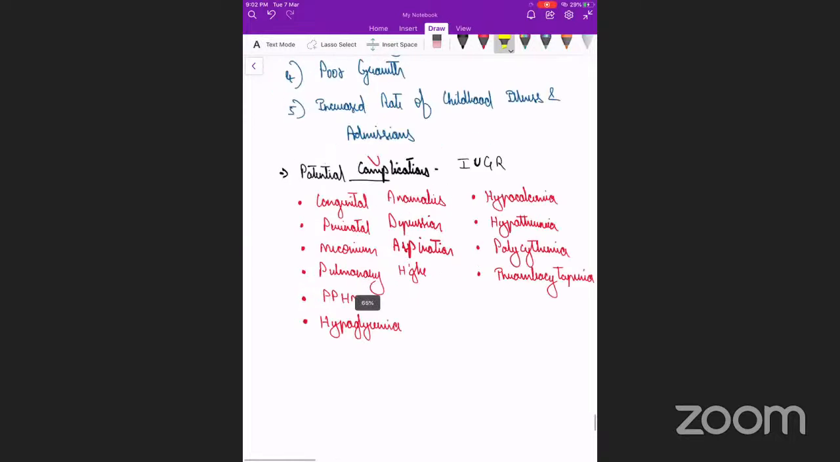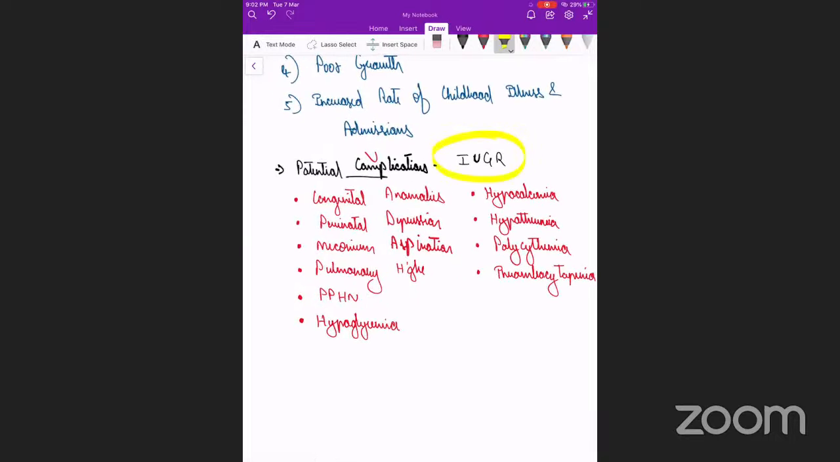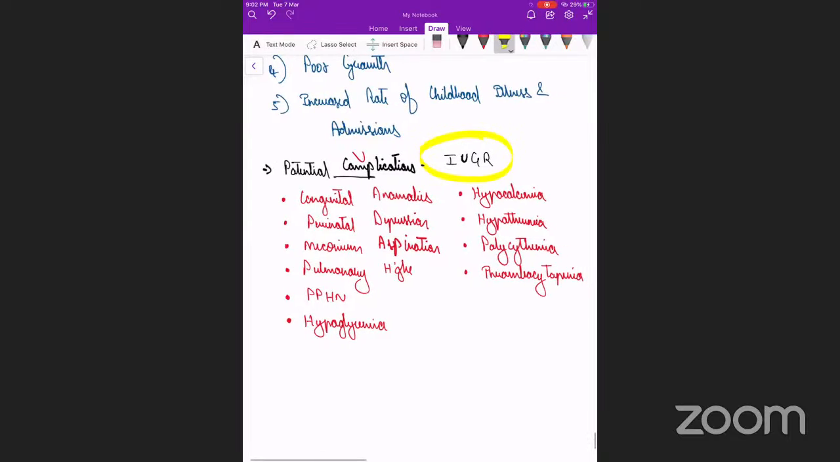And last question that you guys will be asked is, in IUGR babies, what are the potential complications? Okay, so IUGR babies can have congenital anomalies. Okay, they can have perinatal depression. Till now we saw preterm babies. Now we will see IUGR babies. So they are at higher risk of meconium aspiration because IUGR babies are at risk of fetal distress, and fetal distress means they can pass meconium and cause meconium aspiration.